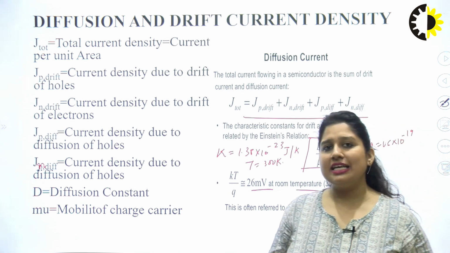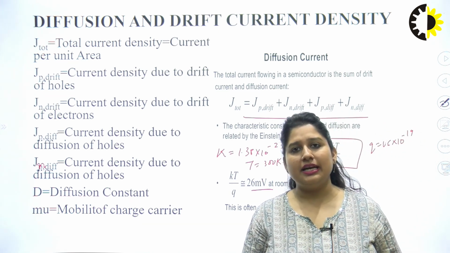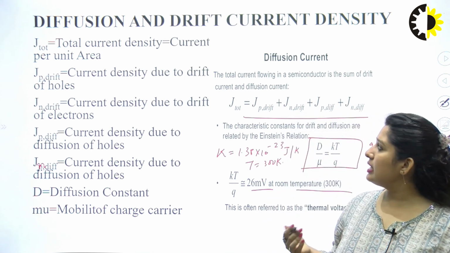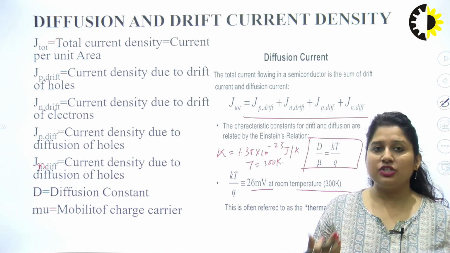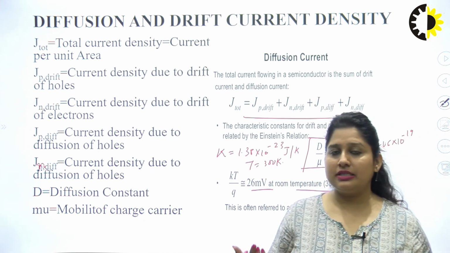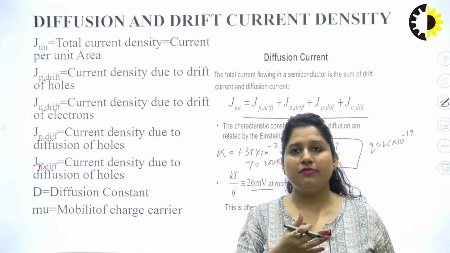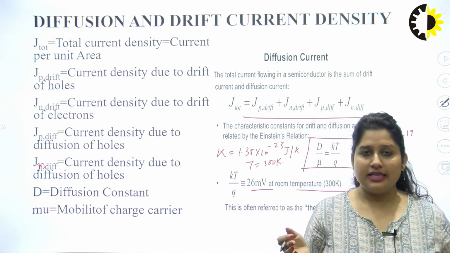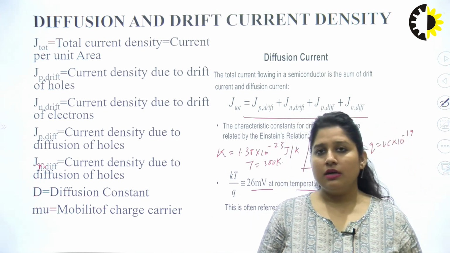In the next lecture, we are going to see how the conductivity and resistivity change according to the semiconductor, whether we are using N type or P type extrinsic semiconductors, and how these are changing.